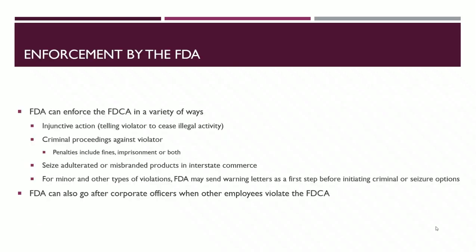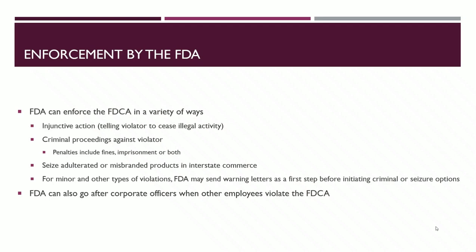So again, the Food, Drug, Cosmetic Act allows the FDA to enforce it. There are different ways that they can enforce this law. So they can do what's called an injunctive action. So they can go in and say you have to stop the illegal activity. So if there's a manufacturing plant and there's a problem with the product, they can cease that product being basically made. Stop, you can't make it anymore. There's a problem with the product, stop it. You can't distribute it anymore, it's done. There's criminal proceedings. There's penalties that way.